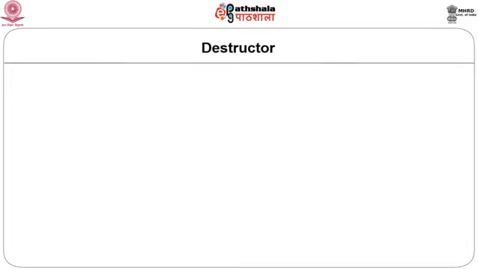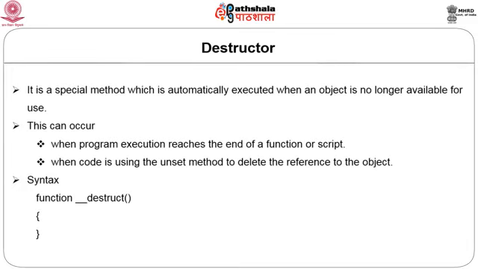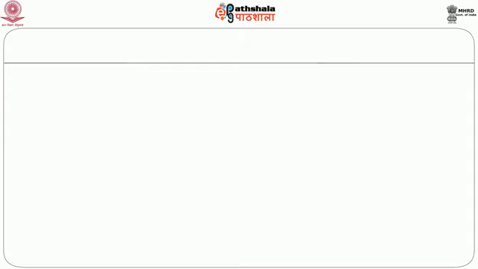Like the constructor, there is a destructor or deconstructor method as well. This method is used when the object is no longer available to use. Generally it is required when you come to the end of your script. It will be used when your object is no longer available, and it will also be called automatically when you call the unset function to delete the object reference. The syntax for this one is also function underscore destruct, and the destructor is called automatically.